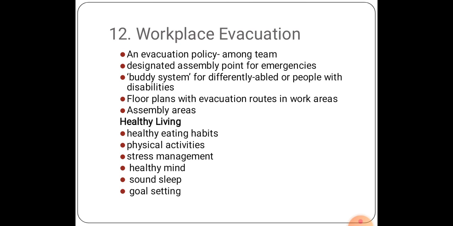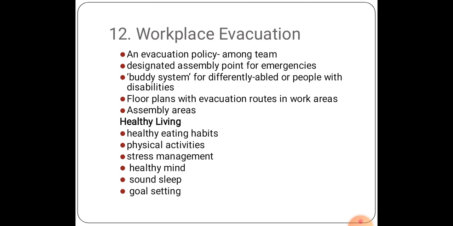Next one is workplace evacuation. Evacuation is removing everyone from a place. Once you are working in a place, in case of any danger or critical situation or emergency, we have to evacuate. First thing, we have to create a policy among the team members regarding the evacuation. Then the second one is a designated assembly point for emergencies. After evacuating from the places, we have to regroup at another place.